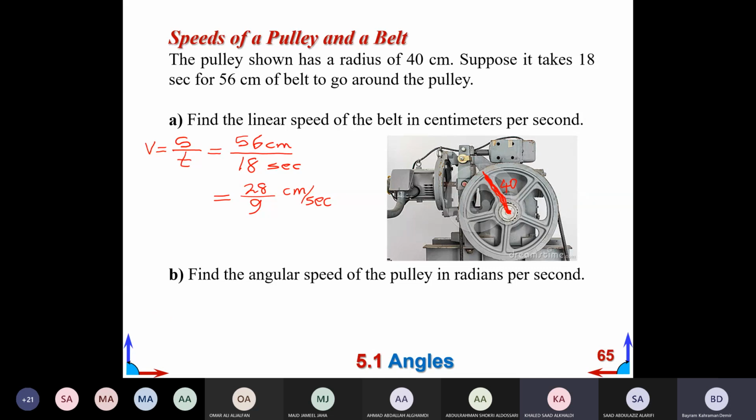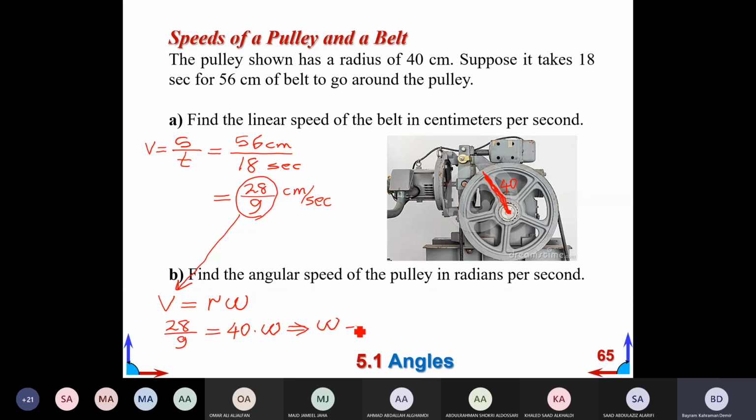Can we divide the linear speed by 40, the radius? Yeah. You see, V is R times omega. Right, Shabab? Yes. Okay. Do I know the V? Yes, I got the V. Do I know the radius, Shabab? Yes. Okay. So 28 over 9 is equal to 40 times omega. Then I can find the omega.